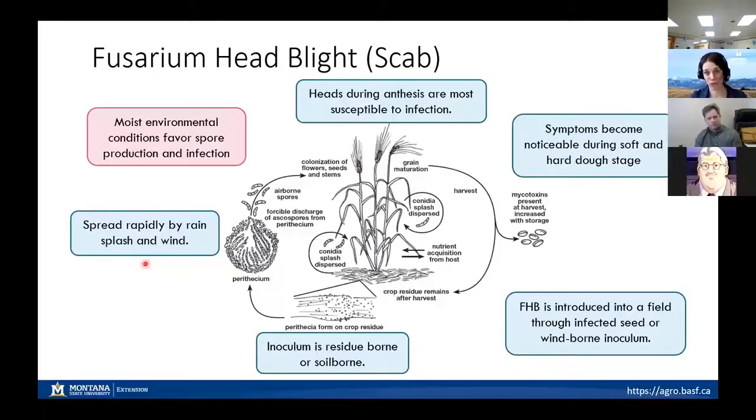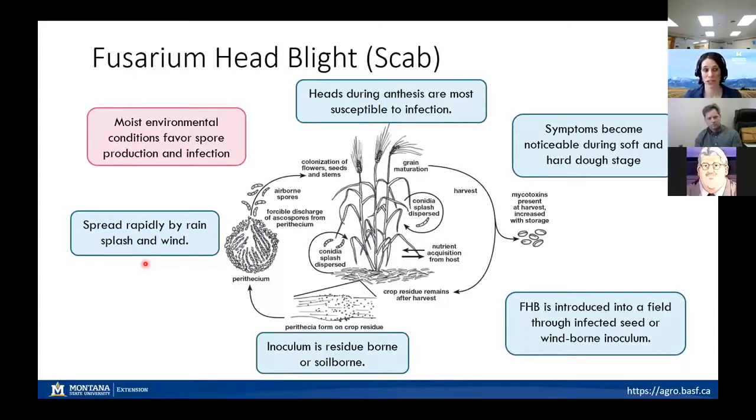So right before, during, and after anthesis. And so if we have pathogen present in the field, and then during and right after anthesis, we have a lot of moisture, for example, rain, we run a risk of Fusarium head blight occurring later in the year. The tricky thing with this disease is that we will only observe the symptoms at soft to hard dough stage, so weeks after the infection actually occurred.